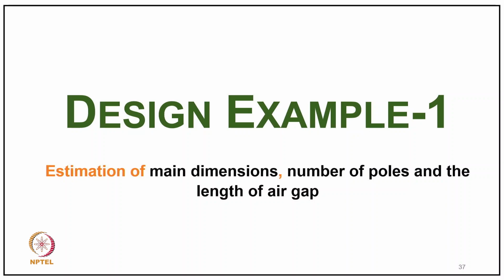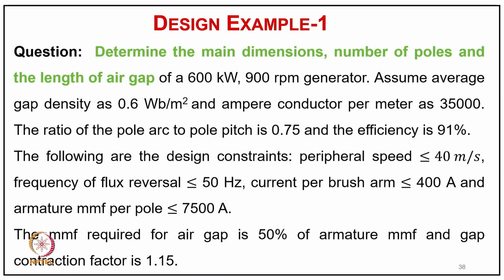Now coming to design example 1, estimation of main dimensions, number of poles and the length of air gap. The question is: determine the main dimensions, number of poles and length of the air gap of a 620 kilowatt, 900 RPM generator. Assume the air gap flux density 0.6 Weber per meter square, ampere conductors per meter 35,000, the ratio of pole arc to pole pitch is 0.75, and the efficiency is 91%. The following are the design constraints: peripheral speed should be less than 40 meter per second, frequency of reversal 50 Hz, current per brush arm is 400, and the armature MMF per pole is 7,500 ampere.